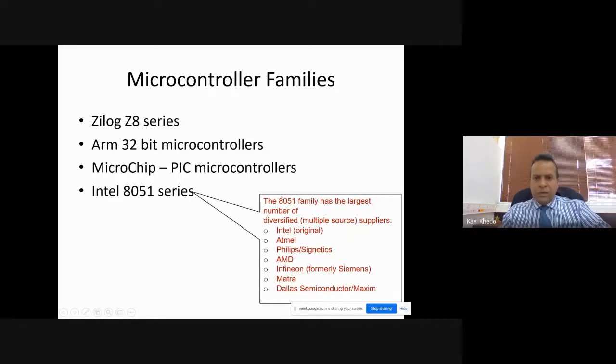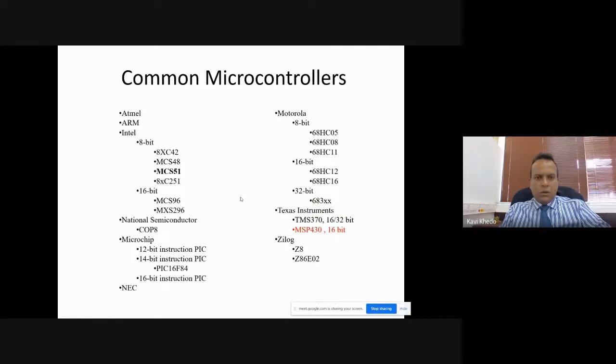So as I told you, this one has the largest number of diversified multiple source suppliers. Intel uses it, obviously. Atmel, you see, Arduino, we say that it is based on Atmel, so it is an Intel processor there. AMD and all the others, mostly they use Intel 8051. So you can see here, common microcontrollers: Atmel, Arduino uses an Atmel. Intel also has its microcontroller, Microchip, NEC. Motorola has different microcontrollers, Texas Instruments, this particular microcontroller. Zilog, you have Z8, a microcontroller. These are common ones. Most microcontrollers use one of these processors.